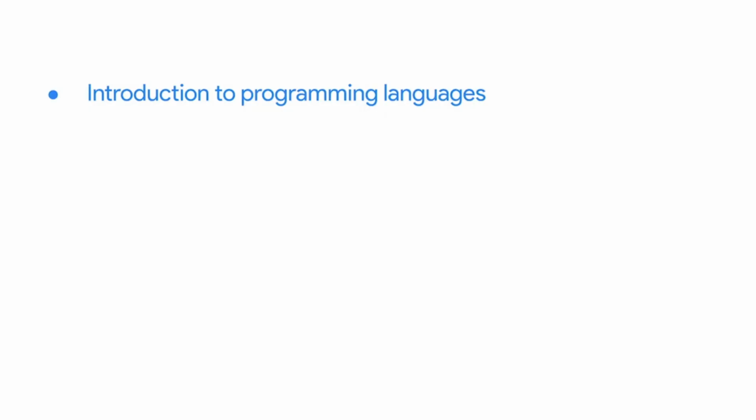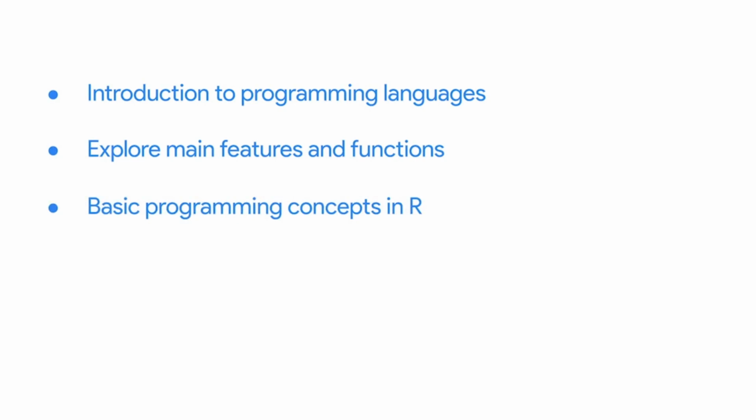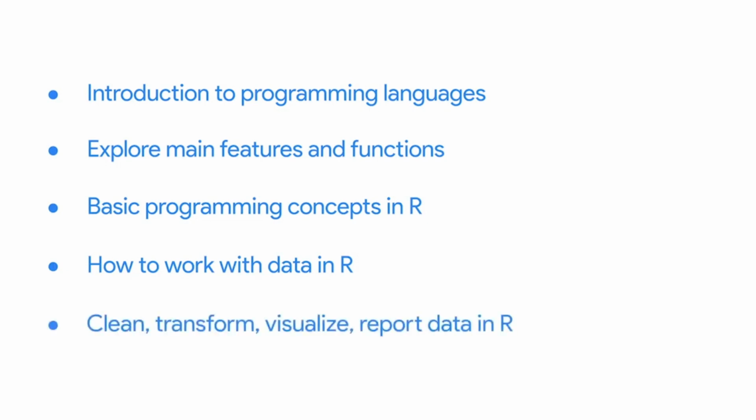Now, let's talk about what you're about to learn. We'll start off with an introduction to programming languages. Then, we'll take a closer look at R itself and explore its main features and functions. We'll also cover some basic programming concepts and learn how to use them effectively in R. Next, we'll learn how to work with data in R. You'll discover how R can supercharge your data analysis skills and let you clean, transform, visualize, and report data in new and more powerful ways.